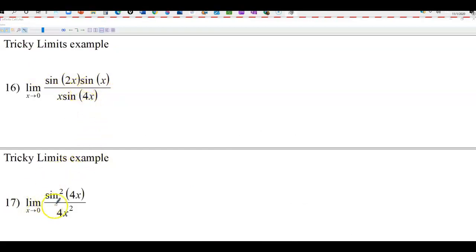All right, let's go ahead and do another one. Now this one, believe it or not, is actually the same kind of problem. It just doesn't look like it. But it really is.